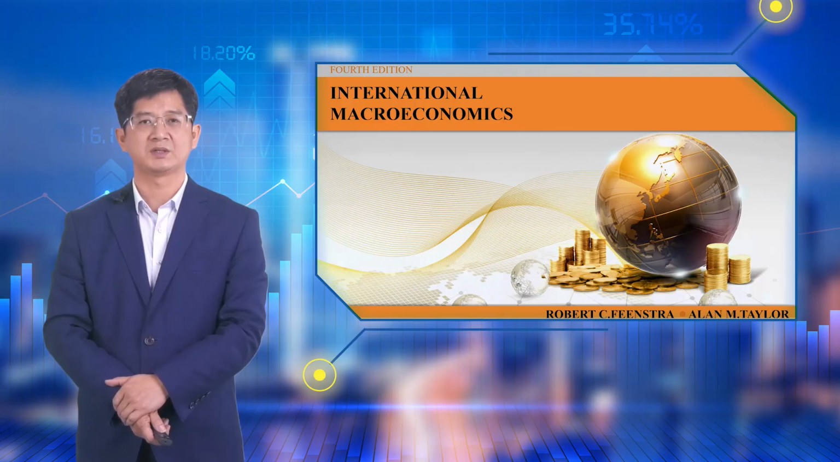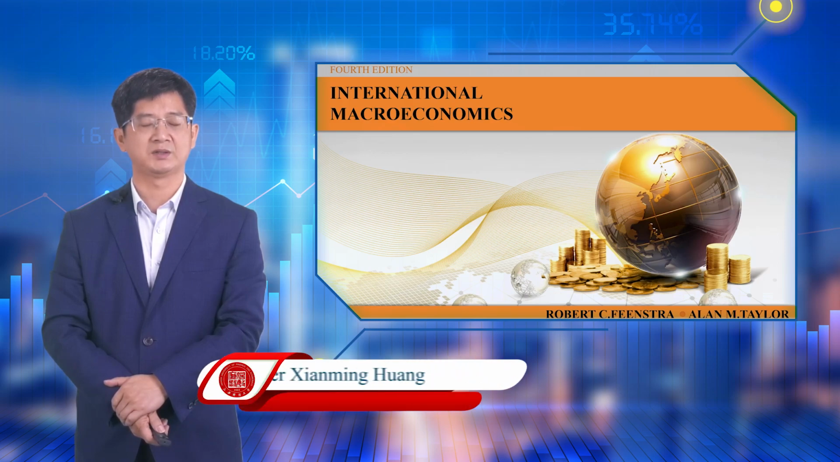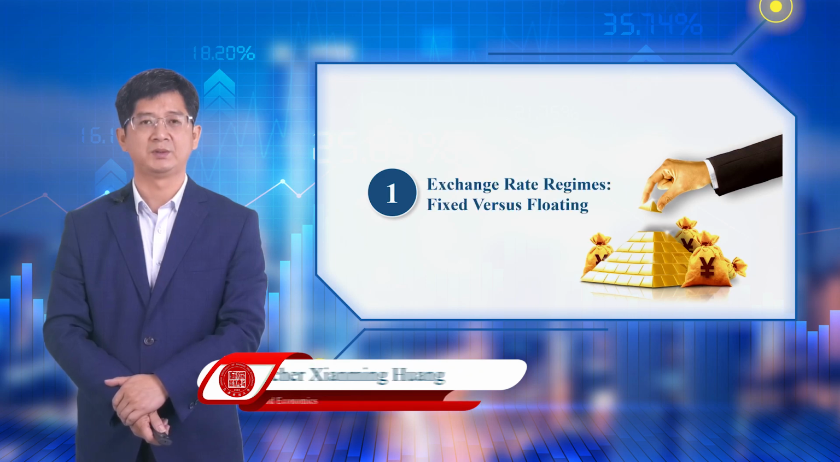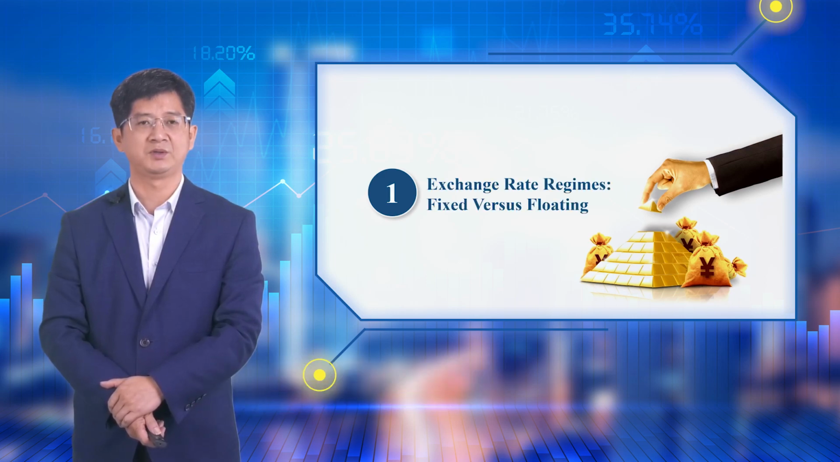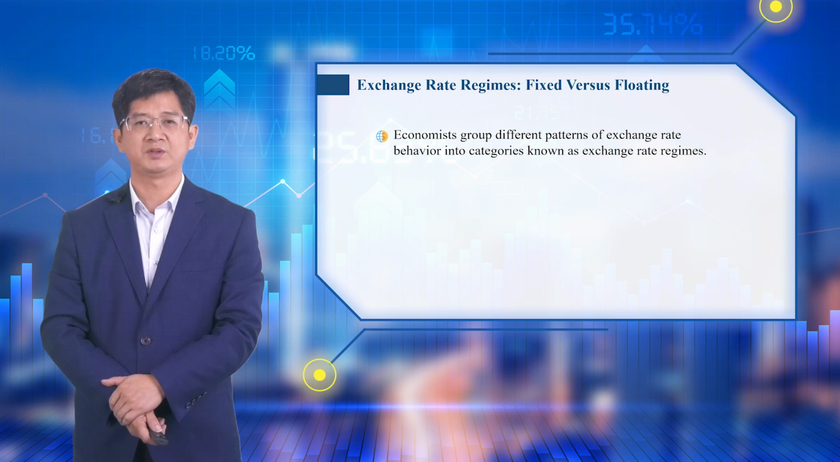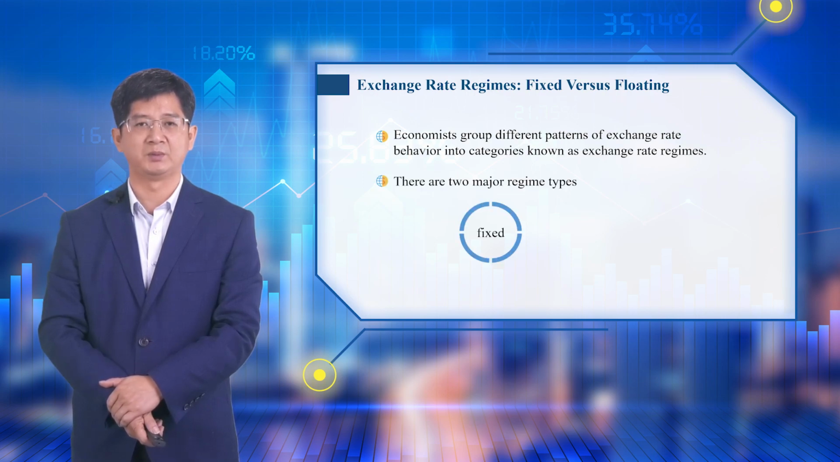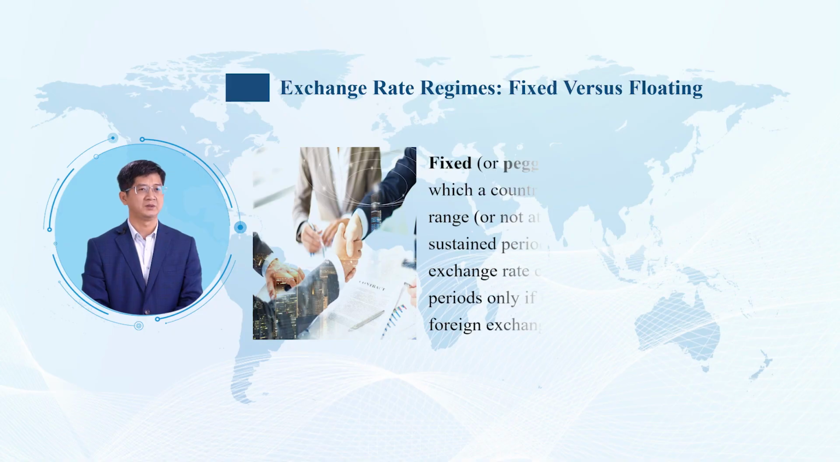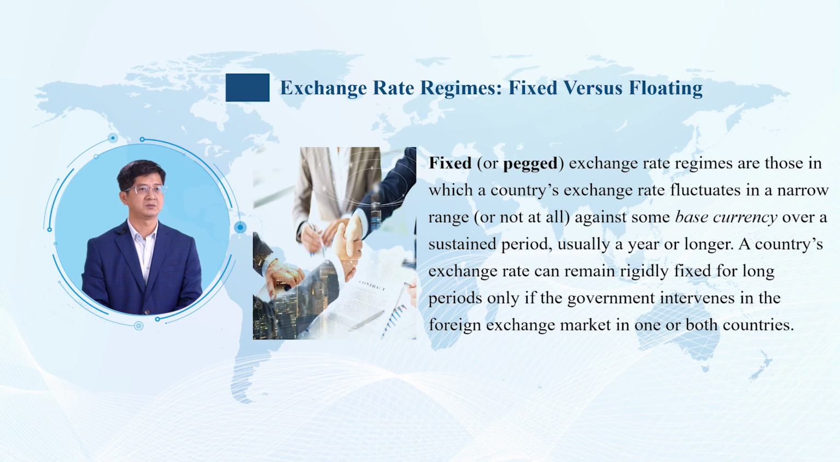Then we will discuss exchange rates in practice. 2.2.1 Exchange rate regimes, fixed versus floating. Economists group different patterns of exchange rate behavior into fixed and flexible. Fixed exchange rate regimes are those in which a country's exchange rate fluctuates in a narrow range against some base currency over a sustained period, usually a year or longer.